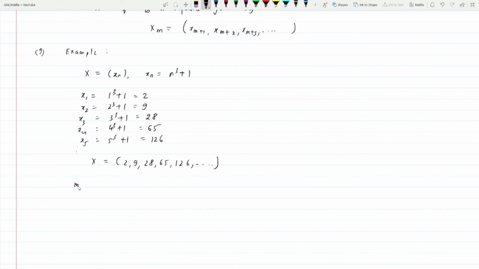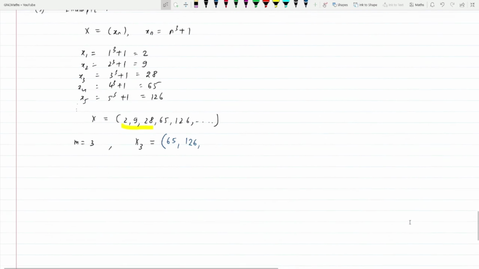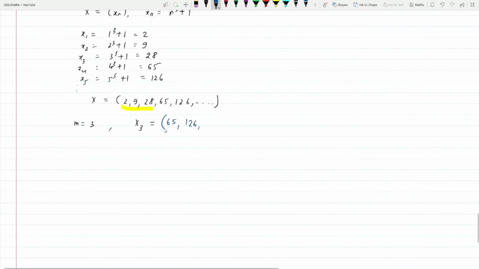Now if I choose m equal to say 3, then we can talk about the 3-tail of sequence x. To write down the 3-tail, we need to ignore the first 3 terms and start from x4. So x4 is 65, followed by 126. Then we need the next term which is x6 and that is going to be 217 and so on. So this is what we mean by the 3-tail of a sequence.